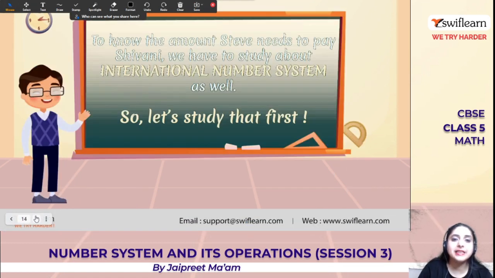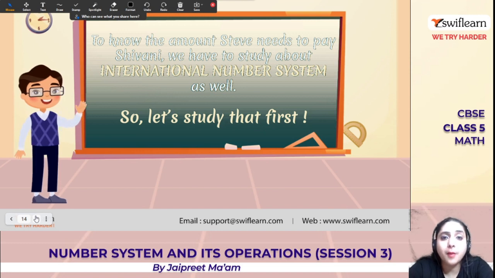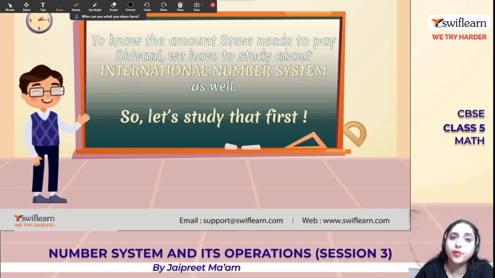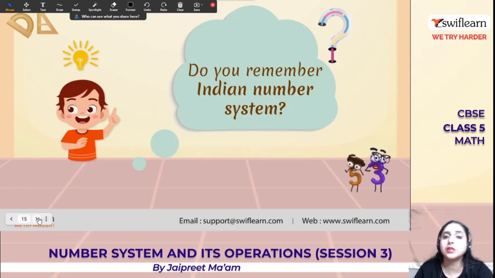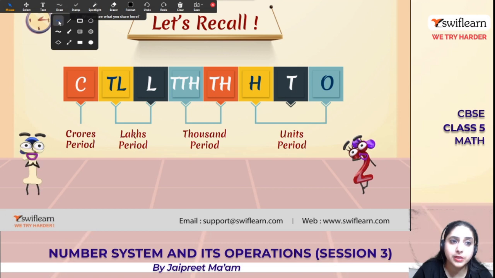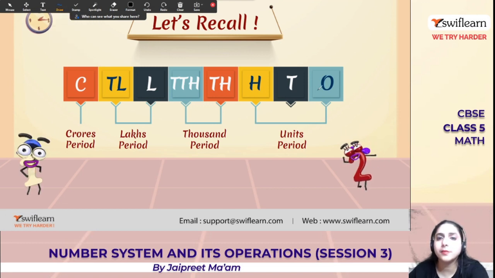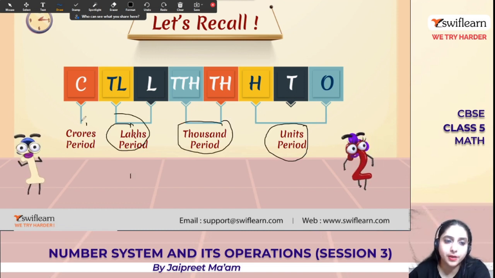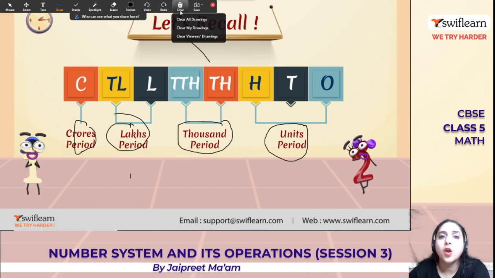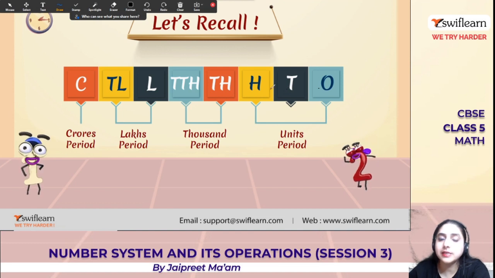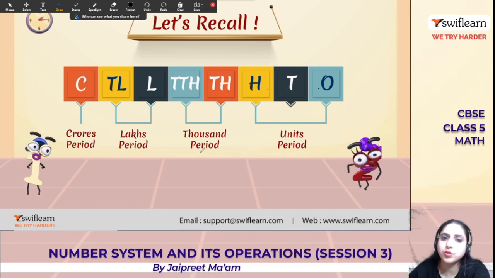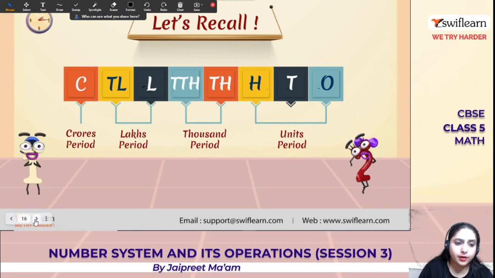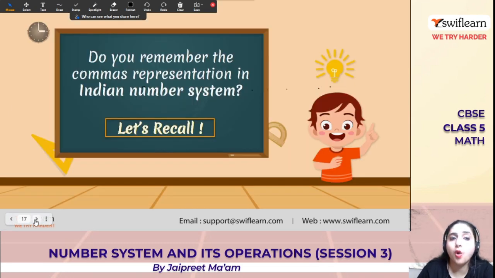To know the amount Steve needs to pay Shivani, we need to study the international number system as well. We have studied the Indian number system, but it's very important that we know what the international number system is. So let's recall the Indian number system. This is the unit period, this is the thousand period, this is the lakhs period, and this is the crores period. In the unit period we have ones, tens and hundreds, then 1,000, 10,000, then lakh, 10 lakh, and then crore.